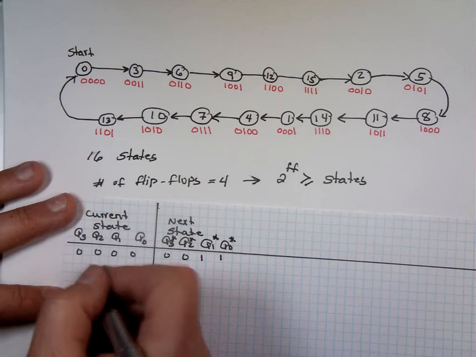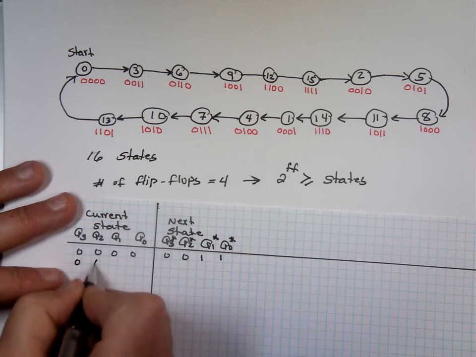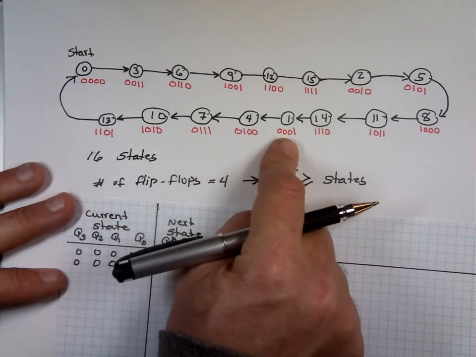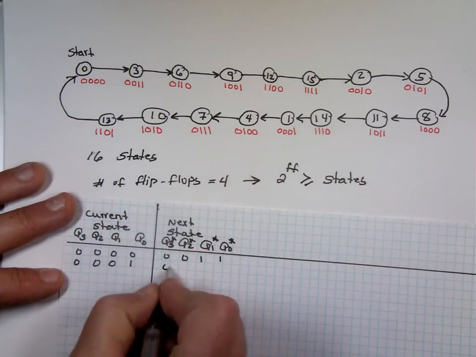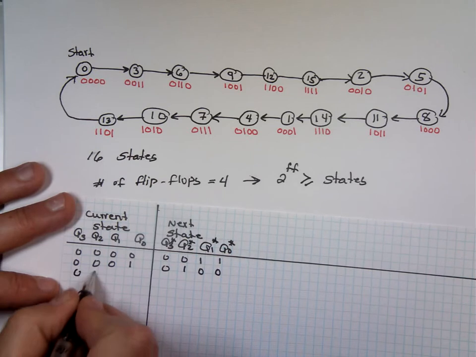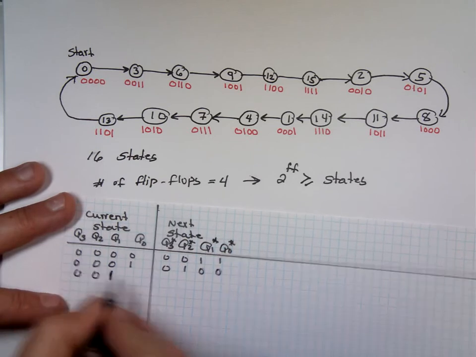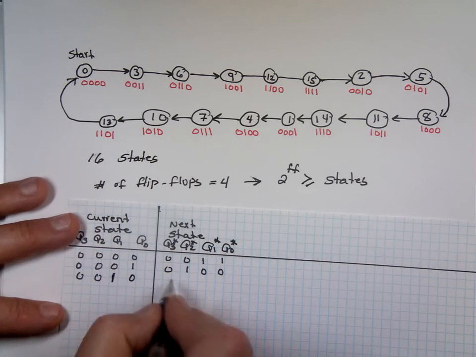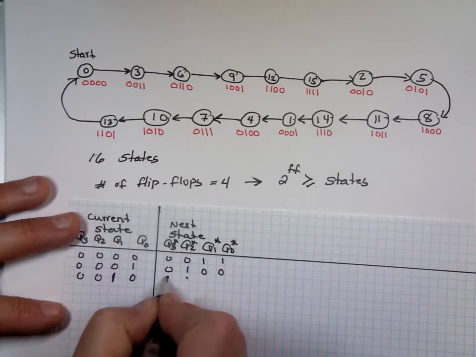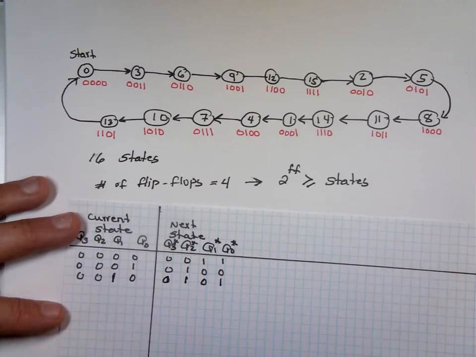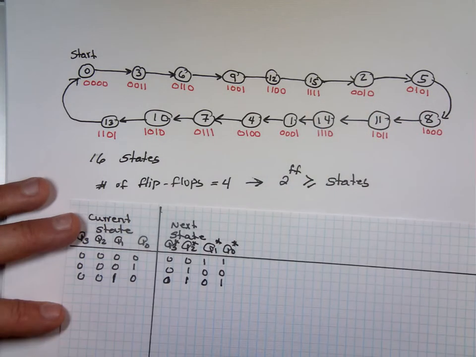We'll put them in order here. If you are state 1, 0, 0, 0, 1, the clock comes in, where do you go? 4. If you are state 2, just add 3 to it. What's 2 plus 3? 5. So where are you going to go? 0, 1, 0, 1. Notice if you are state 2, the clock comes in, you go to 5.